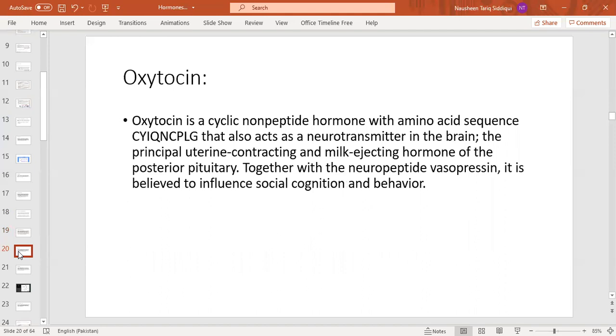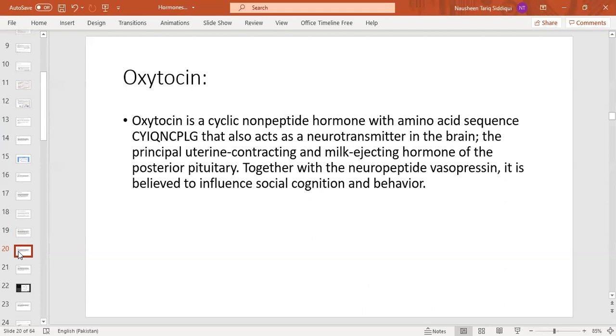Oxytocin. Oxytocin is a cyclic nonapeptide hormone with an amino acid sequence, CYIQNCPLG. I will describe further which amino acids these are, which also act as neurotransmitters in the brain. The principal uterine contraction and milk ejection hormone. We know it as the principal uterine contraction and milk ejecting hormone of the posterior pituitary.